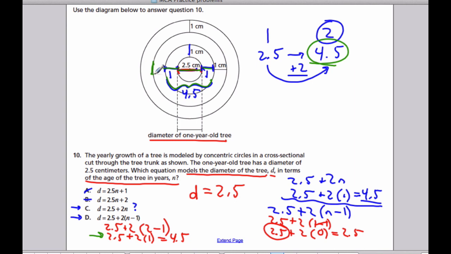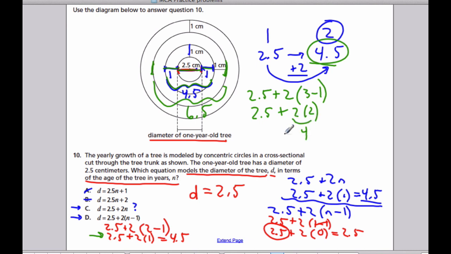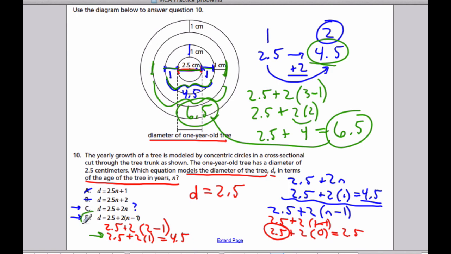Here's your third year, and after your third year, it's 6.5. So let's try that one more time. 2.5 plus 2 times the third year minus 1, which makes it 2.5 plus 2 times 2. This gives us 4 plus the 2.5 gives us a total of 6.5, which matches what we said it should be. So my answer ends up being D.